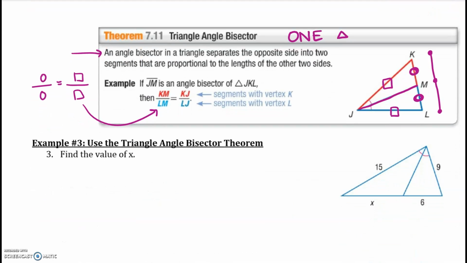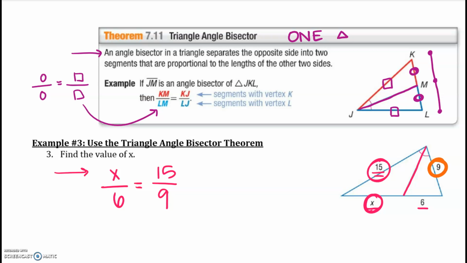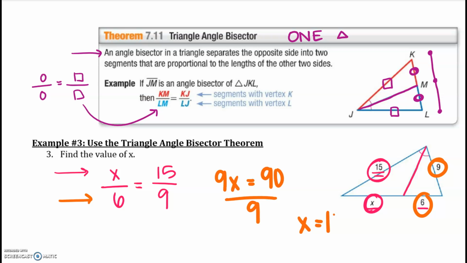All right, so let's try it in a problem. I have one triangle and I have an angle bisector, which allows me to say that the side that is cut by the angle bisector, so x and 6, is proportional to 15 over 9. Just make sure that x and 15 are consistently there and that 9 and 6 are consistently on the bottom together. So cross multiplying, because that is how we solve our proportion, 9x equals 90, x equals 10.